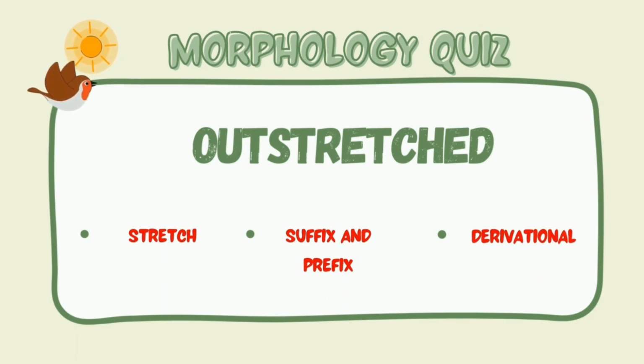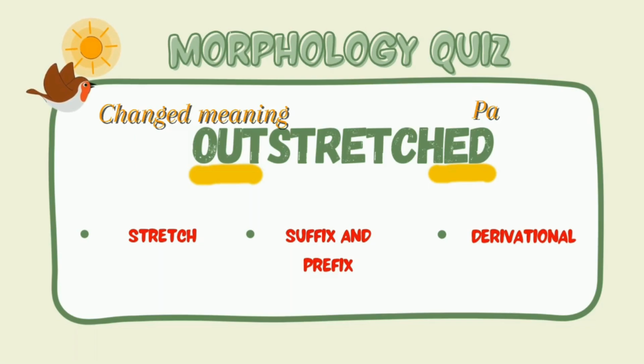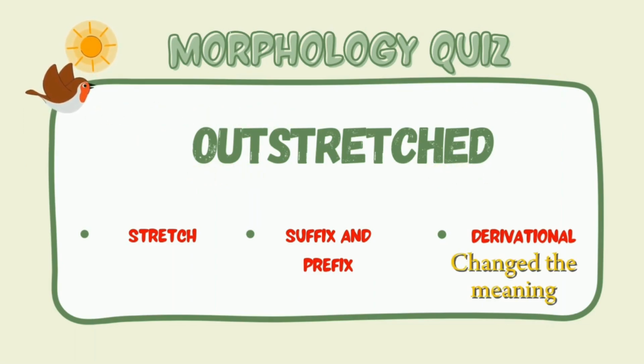So, the root word is "stretch," which is a verb. When we add the prefix "out" and the suffix "-ed," it becomes "outstretched." The prefix "out" implies stretching outwards, while the suffix "-ed" makes the verb past tense, indicating the action has already happened. Since the prefix "out" changes the meaning, this is a derivational morpheme because it changes both the meaning and the grammatical form of the original word.